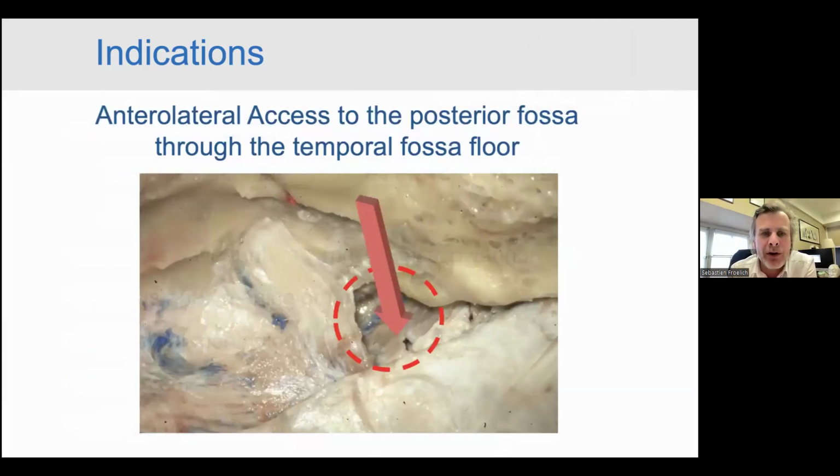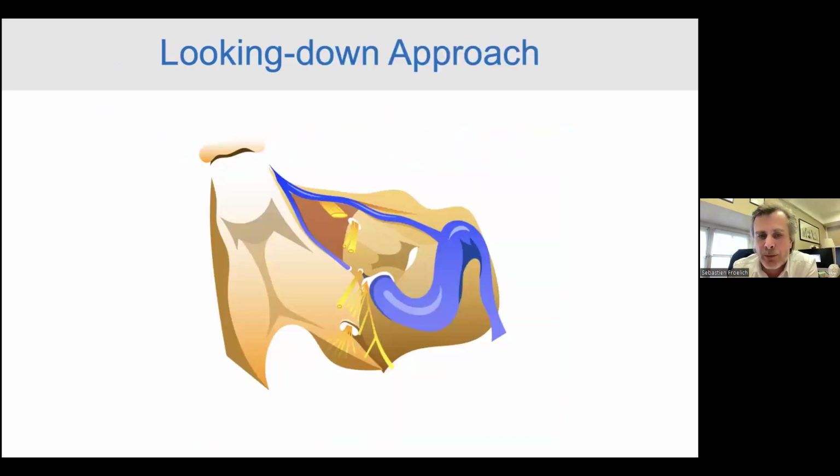So it gives you an anterolateral access to the posterior fossa through the temporal fossa floor. You drill the temporal fossa floor, this petrous apex, you expose the posterior fossa dura, and if you open the dura, you are in the posterior fossa. As I said before, it's a looking down approach.